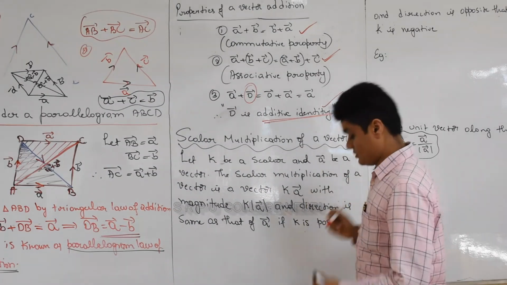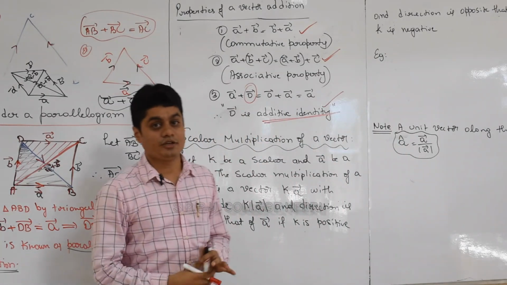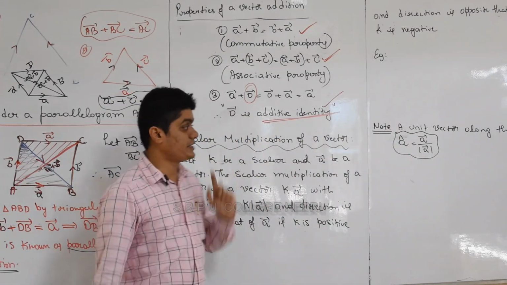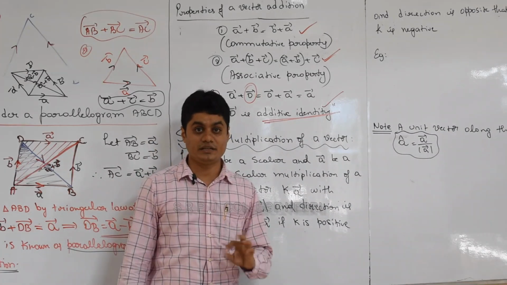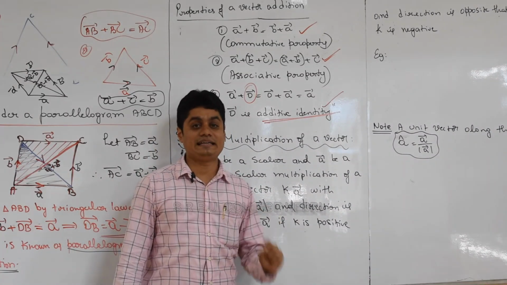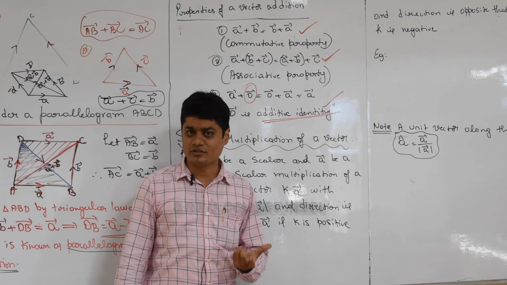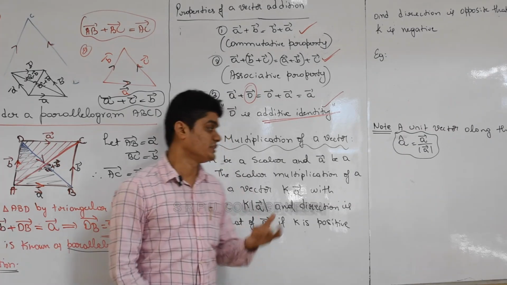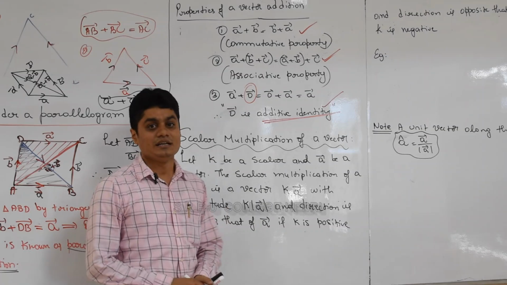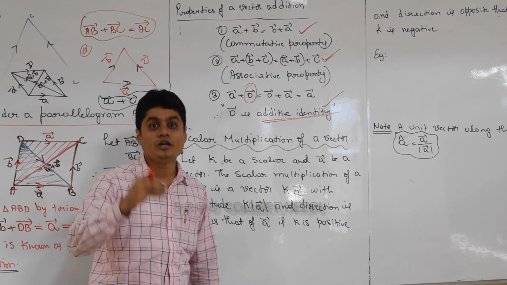Okay, next, very important, one more algebra of vector, which is scalar multiplication of a vector. This is also very important, and this is known as scalar multiplication of a vector. Scalar and vector, multiplication. So you just merge two concepts. So you are multiplying a real number to a vector.